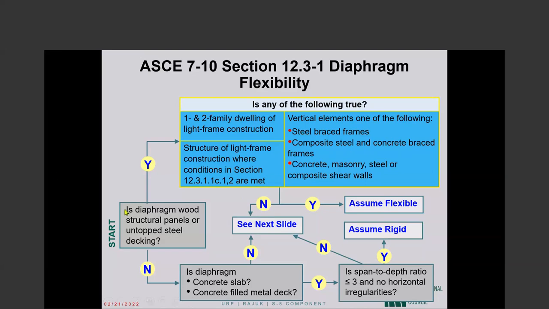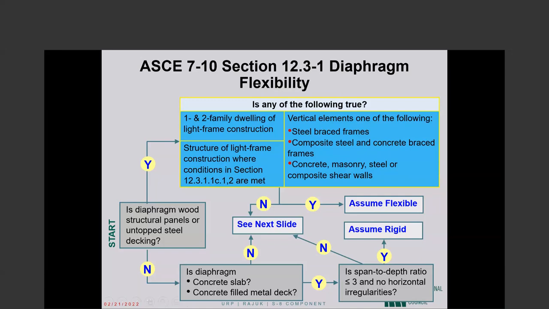Okay. Now, if the answer to the starting question, is my diaphragm made of wood structural panels or untopped steel decking, is no, that means we have a concrete slab as our diaphragm, or a concrete filled metal deck. So it's a metal deck with concrete topping. Those are the only two possibilities, because there is no masonry diaphragm. Okay? So concrete slab or concrete filled metal deck.